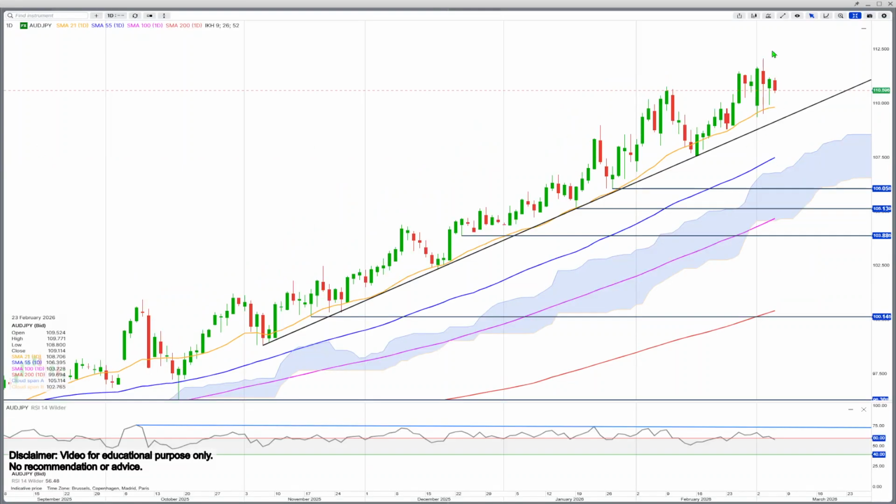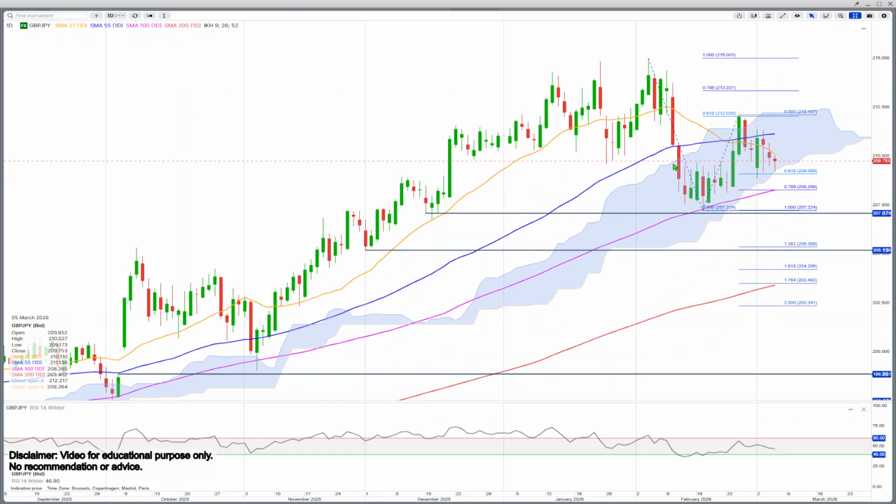Aussie yen coming up here, still in an elevated and in a bullish trend, and not much to say about that really. Above the rising trend line, still a warning sign that it is in exhaustion mode.